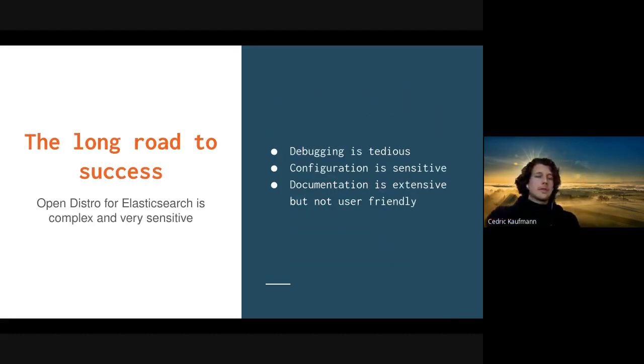So, the long road to success. Open Distro for Elasticsearch is complex and very sensitive. What I mean by that is debugging is tedious. Logs don't really show the actual issue. I will give an example of what we encountered, and what I mean by configuration is sensitive. And documentation is extensive, but not user-friendly.